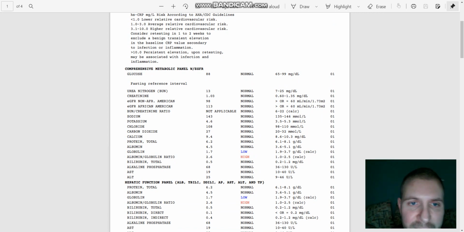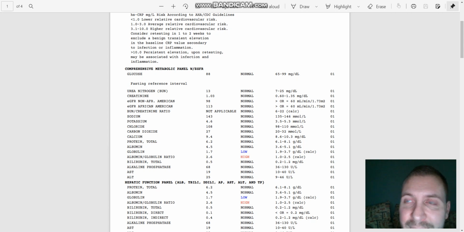This is the lowest my kidney markers have ever been in my entire life. So they're just continuing to improve. Blood urea nitrogen, BUN, 13, creatinine 1.03. It's never been that low. It's gone in the last 3 months from 1.19 to 1.09, and then down to 1.03.